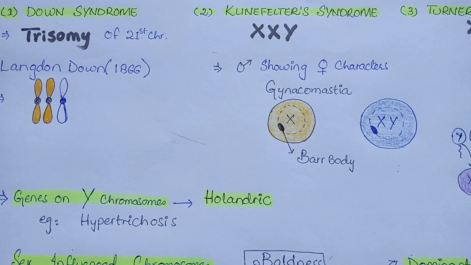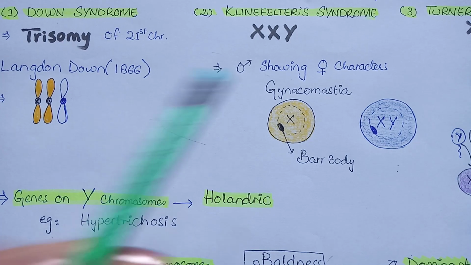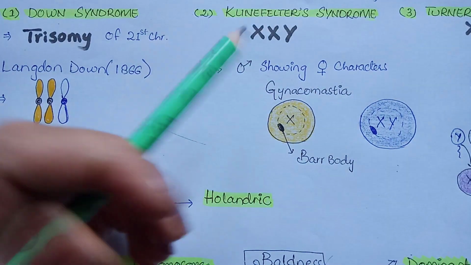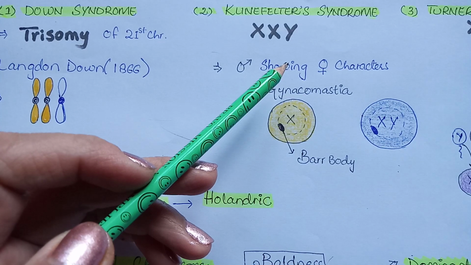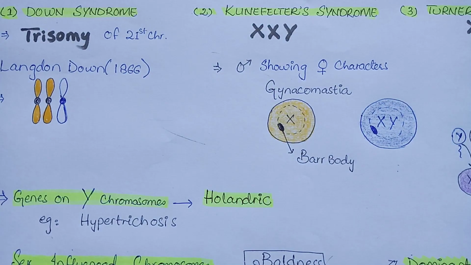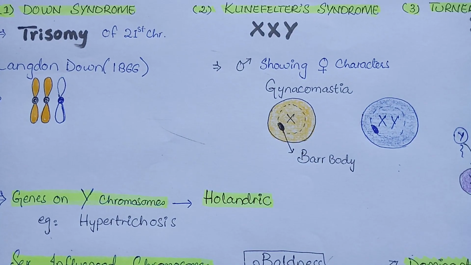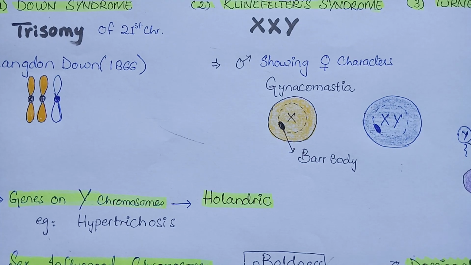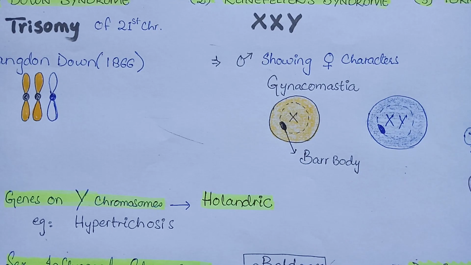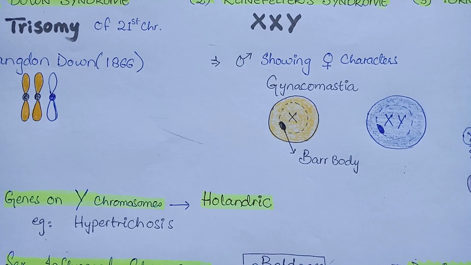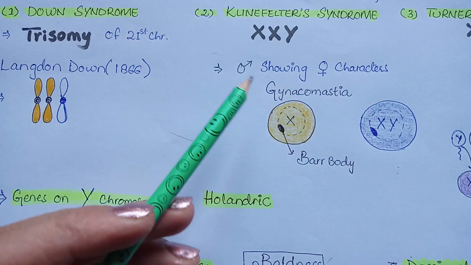So this condition results again due to non-disjunction of chromosomes. So instead of one X chromosome and one Y, there are two Xs and a Y in an individual. So this is Klinefelter's syndrome.